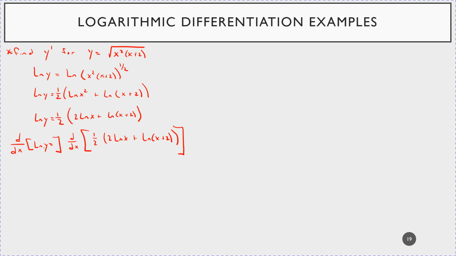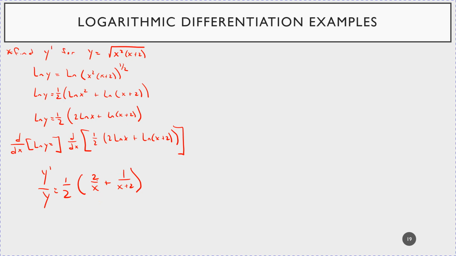Okay, so we're learning this. We see this is y prime over y is equal to, so I'm going to just skip a little bit ahead. You can leave the 1/2 out, or you can distribute it. It doesn't matter. I'll even factor it out. So 1/2, and then this becomes 2 times the derivative of the natural log of x. So this is just 2 over x plus, and then here you can see this is just 1 over x plus 2 when you take that derivative.